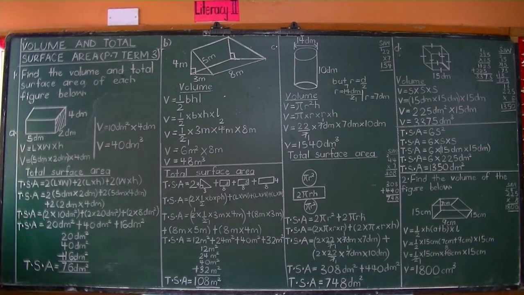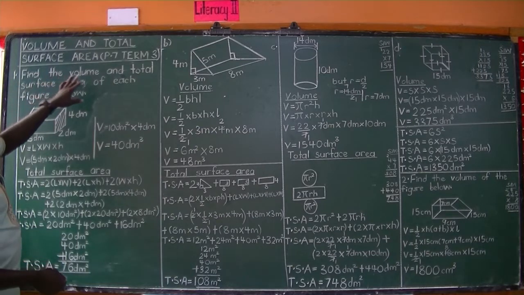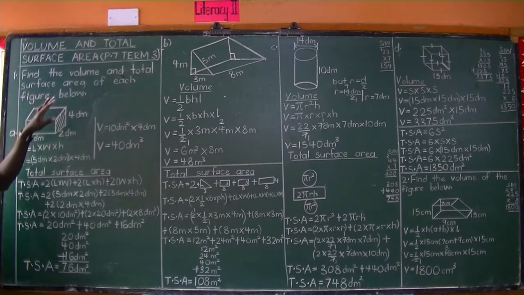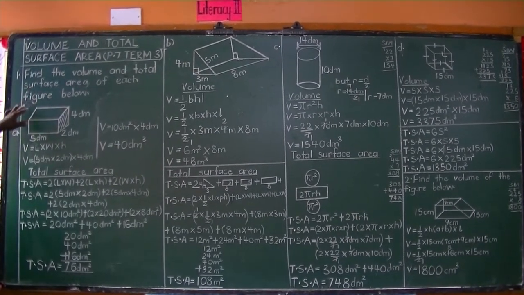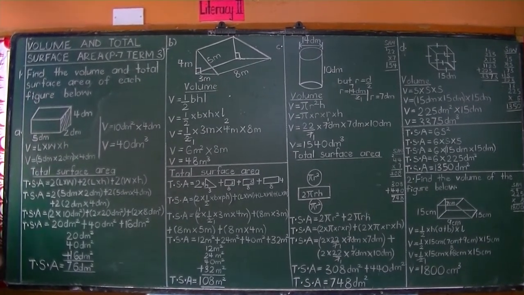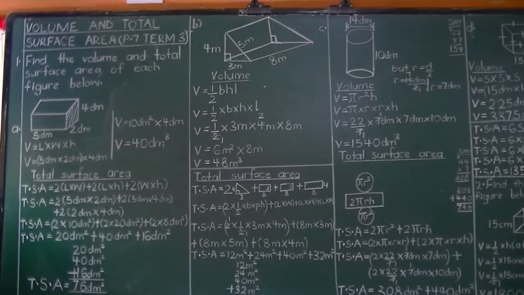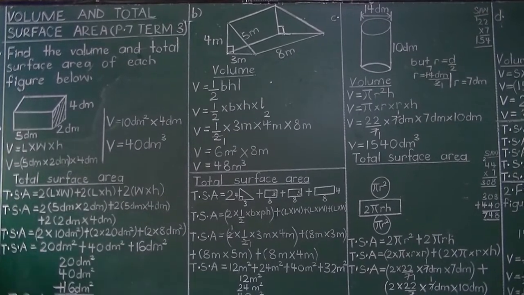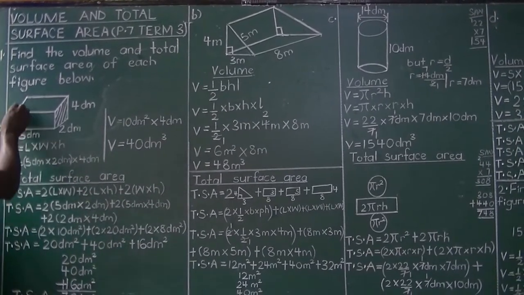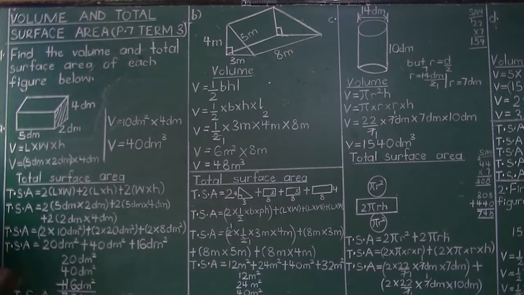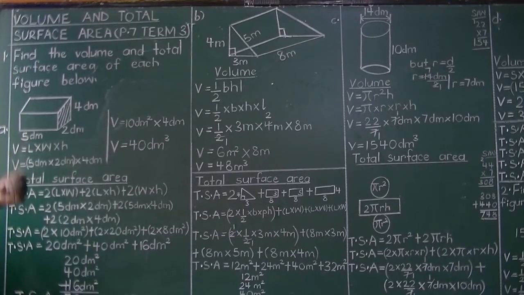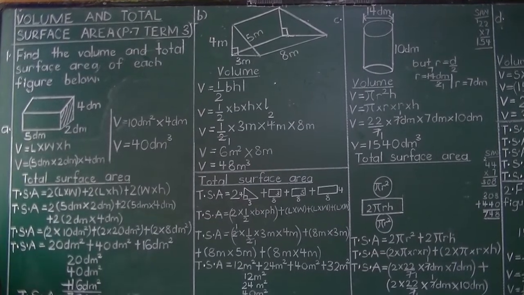And now we start with the first example, which reads, find the volume and total surface area of each figure below. So we start with this kind of prism. Like you see, this face here is a rectangle, and the base is as well a rectangle. Therefore, this is a rectangular prism.